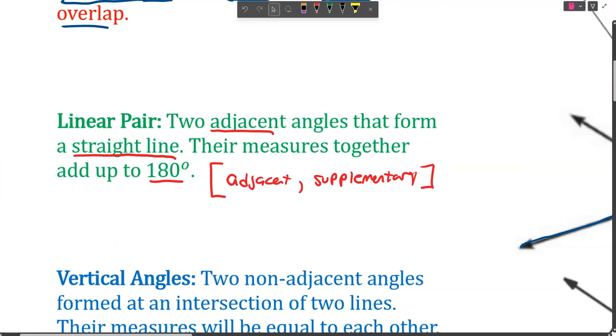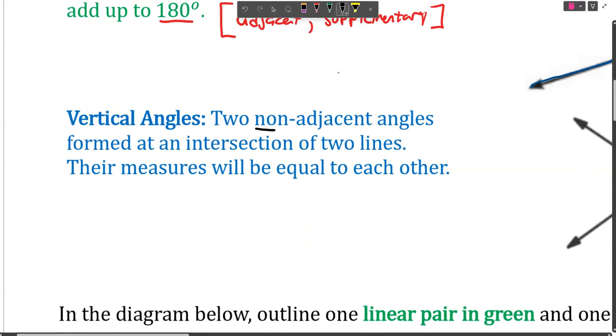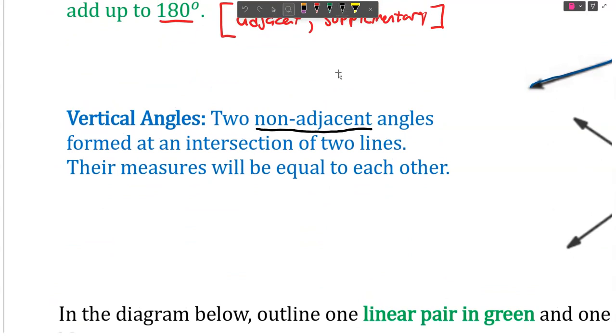The last definition we're going to look at is vertical angles. What makes this one different is that these are two non-adjacent angles. As we'll see in a minute, you don't have to be overlapping to be non-adjacent. They're always formed at an intersection of two lines specifically. If we have more than two lines, there are still some vertical angles, but we can only isolate to two lines, and we'll see that in future examples. The last detail is that their measures will be equal. Once we identify a pair of vertical angles, we know the conclusion is that they're going to be equal.